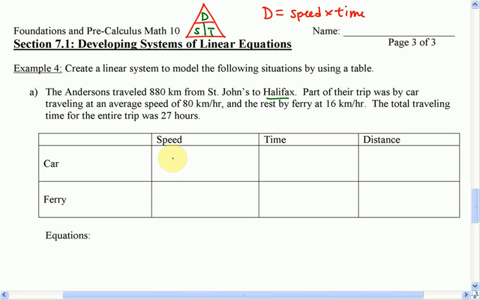What was the average speed of the car? 80. Okay, let's write this down. 80. What's the average speed of the ferry? 16. Now, do we actually know the time he drove in the car? Do you know the time he was on the ferry? No, we don't. But do we know their total time? We do. Okay, so stuff we don't know.